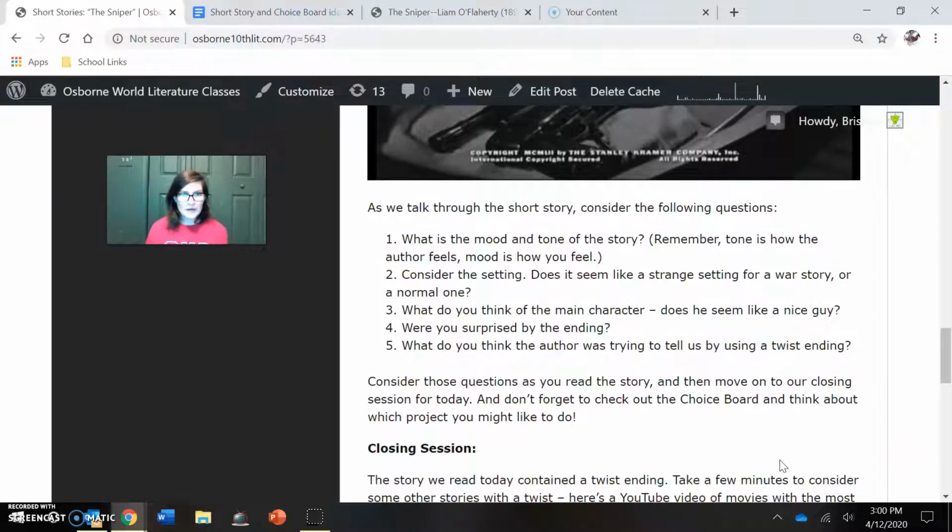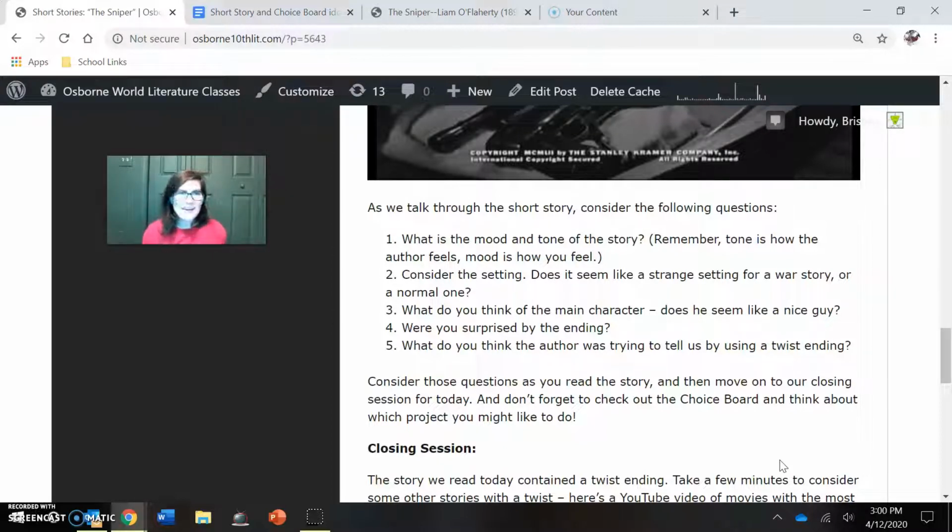As you read through the story, consider the following questions. What is the mood and tone of the story? Remember that tone is how the author feels. Mood is how you feel. Consider the setting of the story. Does it seem like a strange setting for a war story, or does it seem kind of normal based on what you've seen from war stories before?